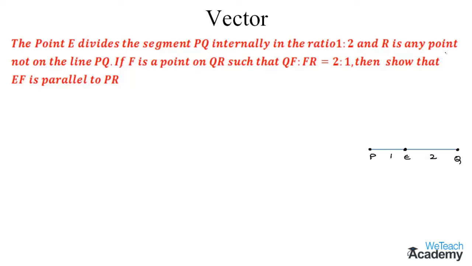And R is any point not on the line PQ. So let us mark here a point and name this point as R. Now let us join the line segment R and Q. And given that F is a point on QR, so let us mark a point F on the line QR, and it divides this line segment in the ratio 2:1. Then we have to show that EF is parallel to PR.